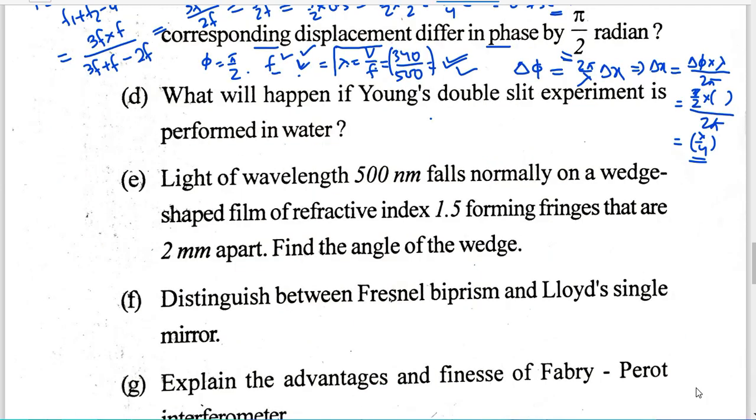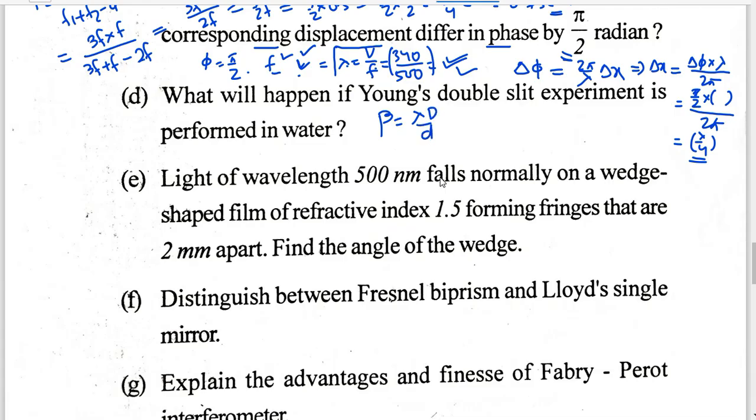Okay. Now let's move to the next question. Question number D. What will happen if Young's double slit experiment is performed in water? That is a very tricky question. In Young's double slit experiment, the most important thing is the fringe width beta. The fringe width beta is equal to lambda into capital D divided by small d.